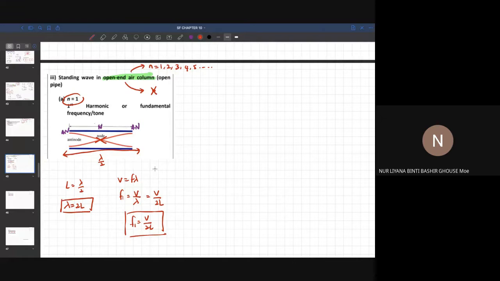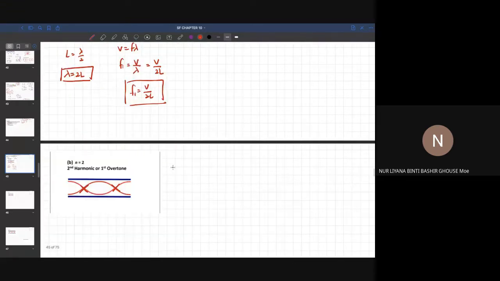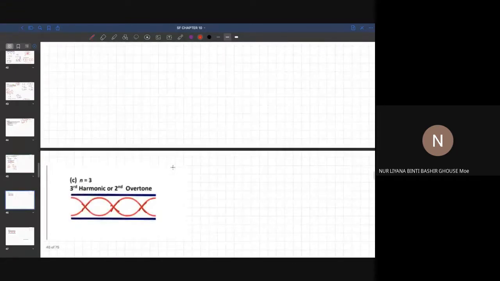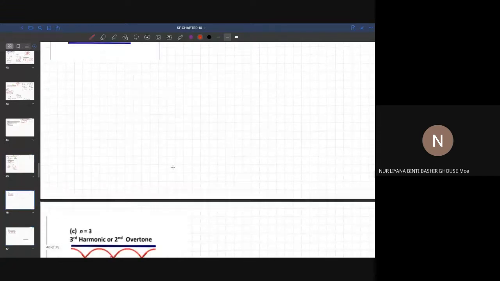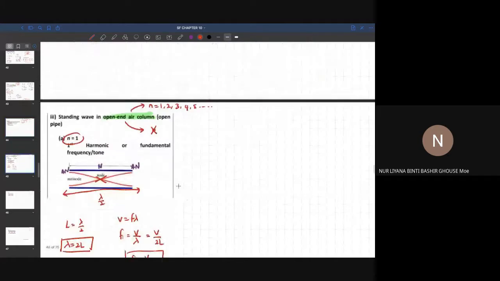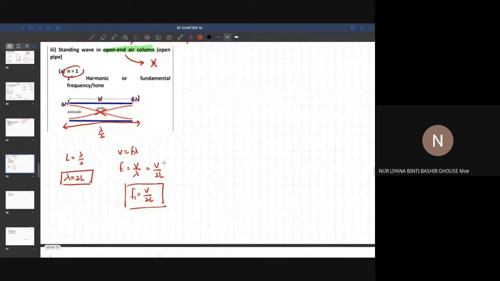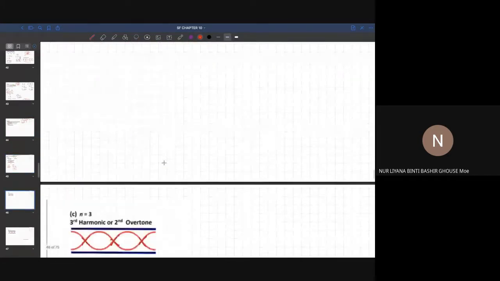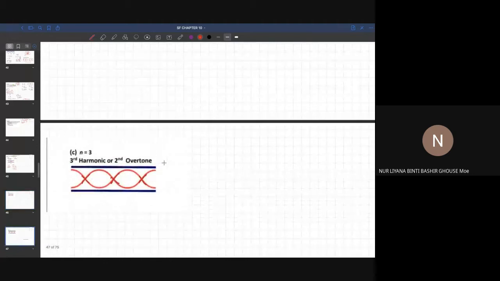Okay, but what I want you to do is I want you to try untuk n equals to 2 and also n equals to 3. So make sure you try your homework again. I repeat, example 11, n equals to 1 means dah tunjuk ni. Okay, n equals to 2 and n equals to 3.